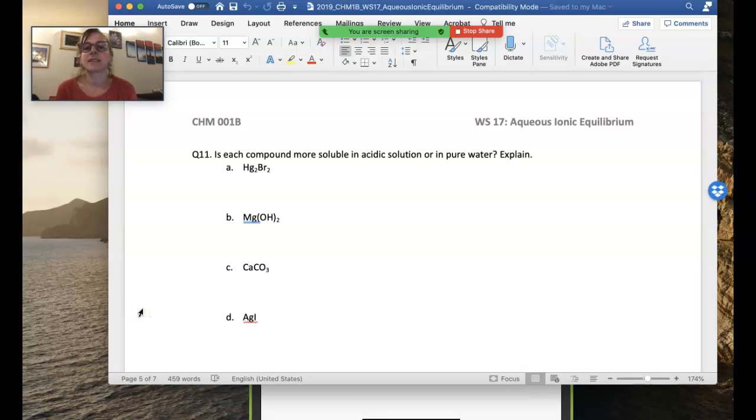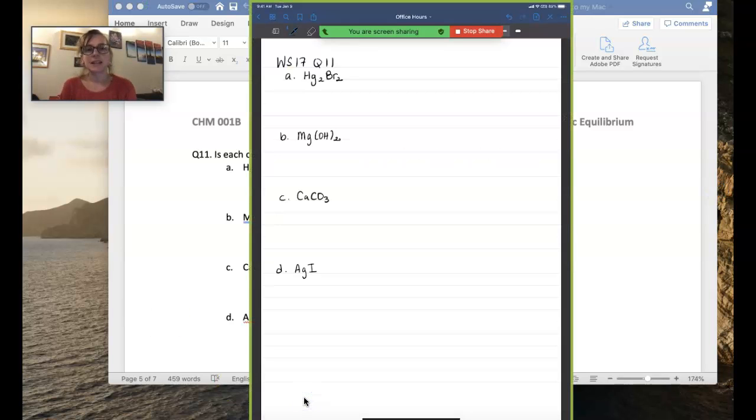So the question states, is each compound more soluble in acidic solution or in pure water? And explain. When we think of acidic solution, you want to think of having an abundance of hydronium ions in solution. The question you should ask yourself if you have this type of problem is, will the anion of my salt that I'm looking at react with the hydronium ions? And then we'll discuss, if it does, how does that impact its solubility?